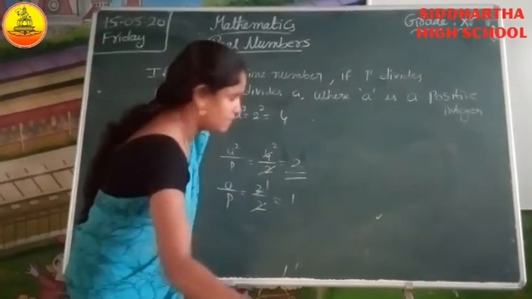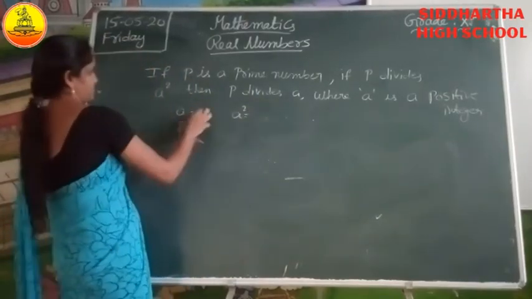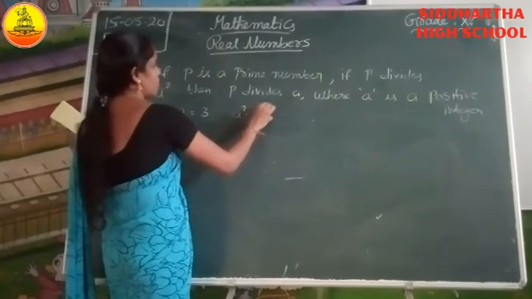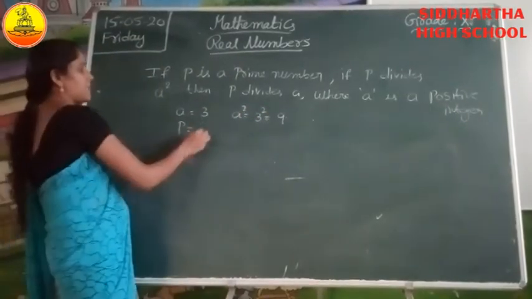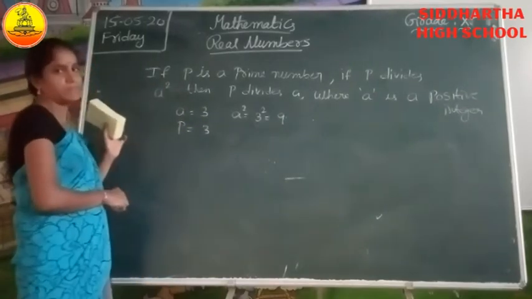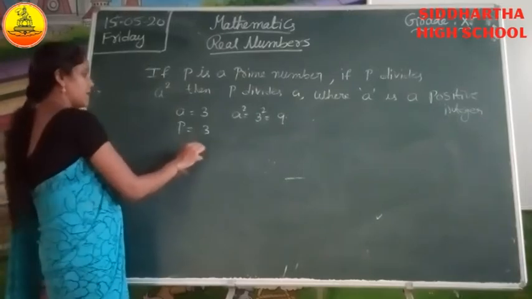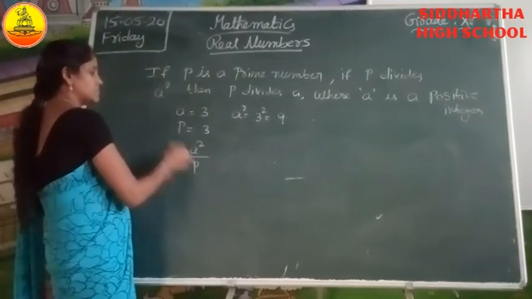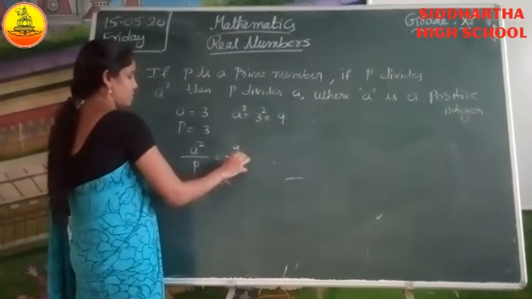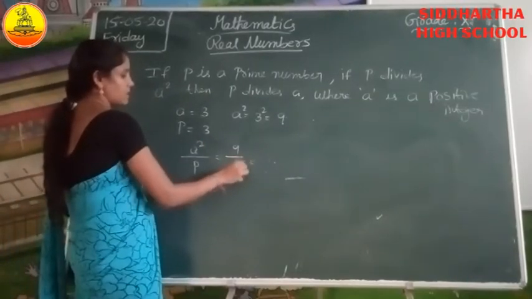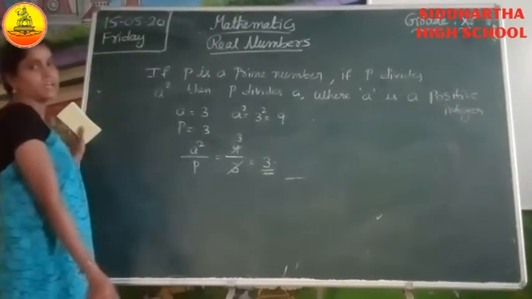Let us take another example. I am taking a value as 3. Then a square value is 9. 3 square is 9. Now I am taking the prime number p as 3. Now you see p divides a square, because p divides a square means you have to write a square by p. A square value 9 by 3. In 3 table, 9 how many times? 3 3s are 9. So it is exactly divisible.